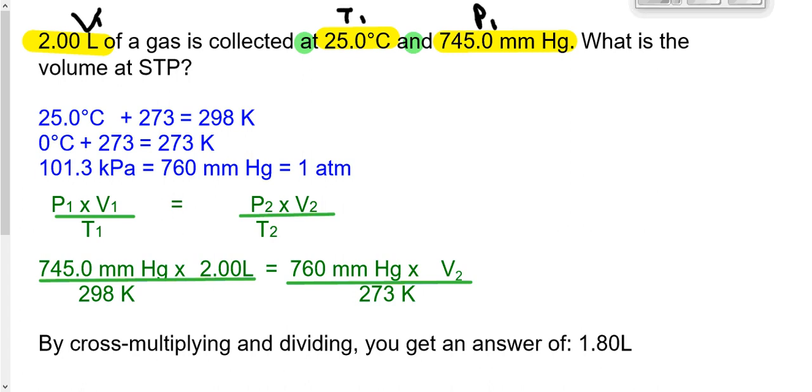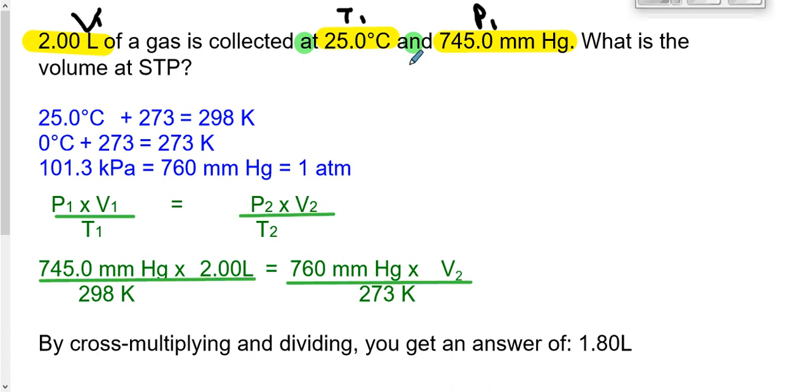So looking at the units, liters is a measure of volume. This will be my V1. Degrees Celsius is a measure of temperature. That will be my T1. And millimeters of mercury is a unit of pressure. That will be my P1. These are all instance 1 because they are linked by the words "at" and "and."